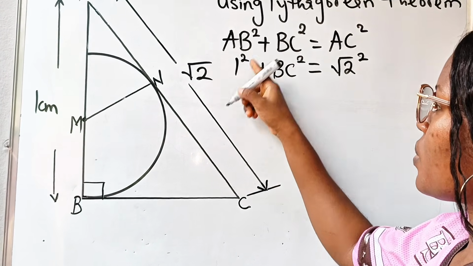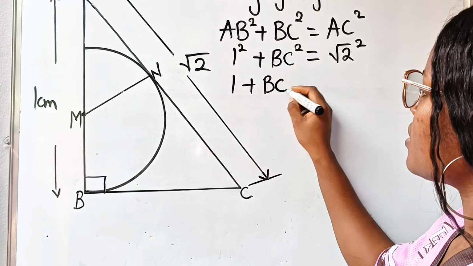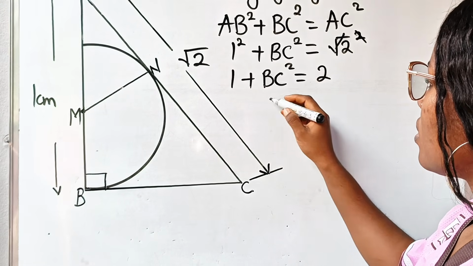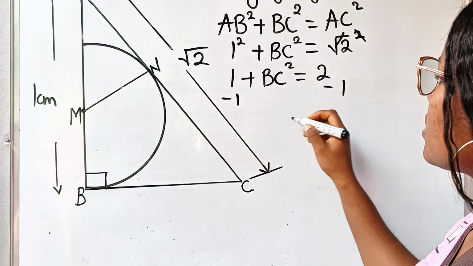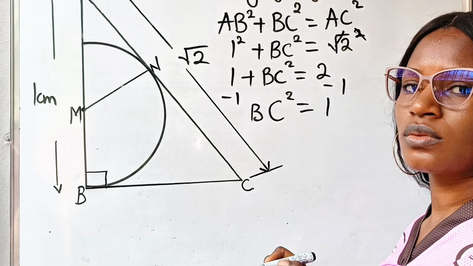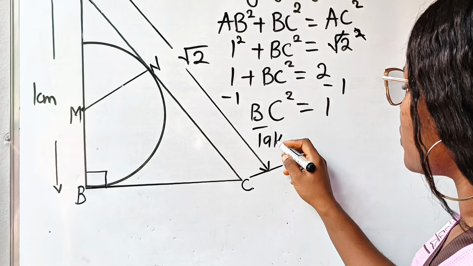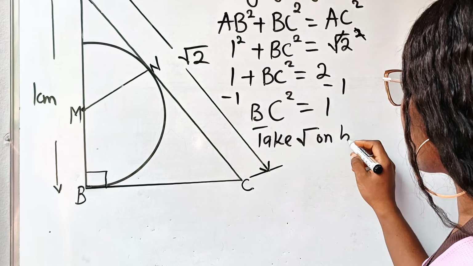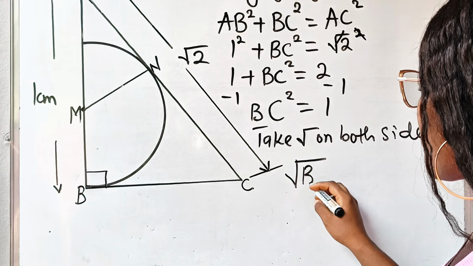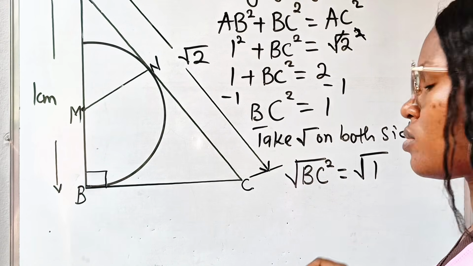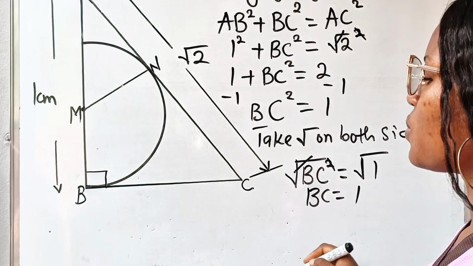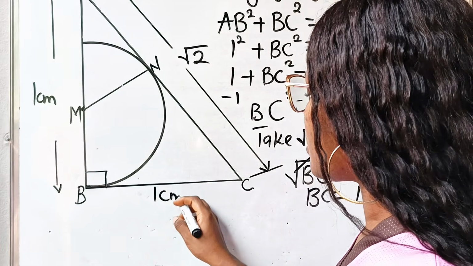Okay, 1 squared is 1 plus BC squared is equal to √2 squared, which will give us 2. So if we subtract 1 from both sides, we are going to have BC squared is equal to 2 minus 1, which is 1, right? Now take the square root of both sides. We will have the square root of BC squared is equal to the square root of 1. So this will remove this and we have BC is equal to the square root of 1, which is 1. Therefore, BC is also 1 centimeter.